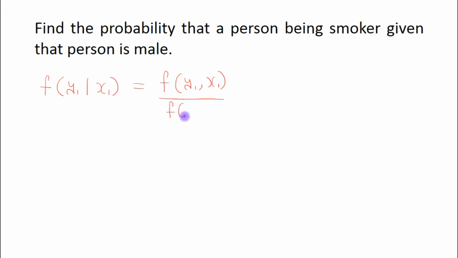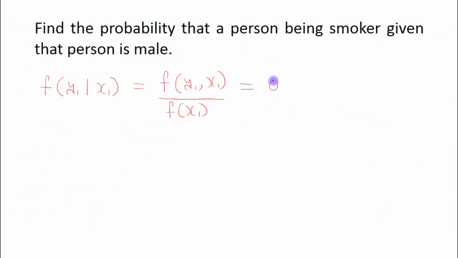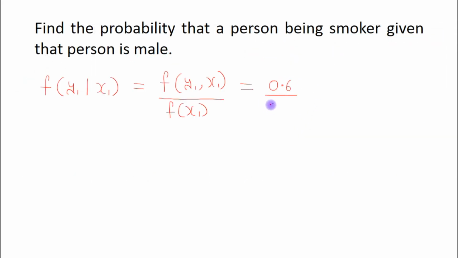probability that a person is male, that is fx1, which will be equal to joint probability of x1 and y1 is 0.6. So we will write 0.6 whole upon fx1, that is the probability that a person is male, which is 0.7. It will be equal to 6 upon 7. Simple.